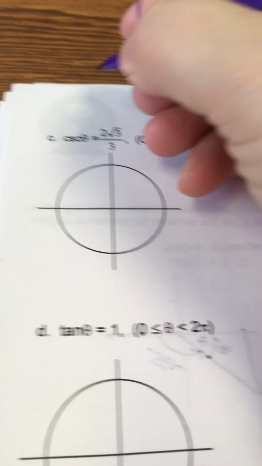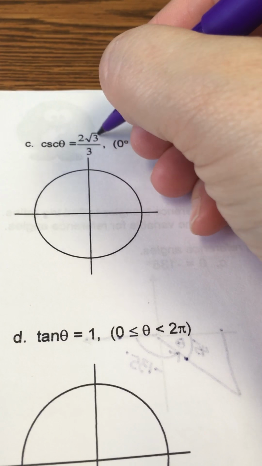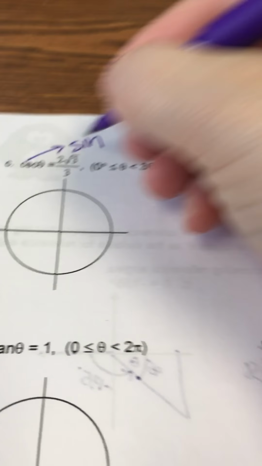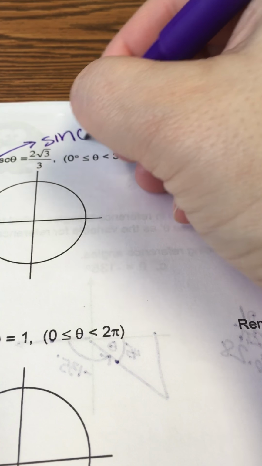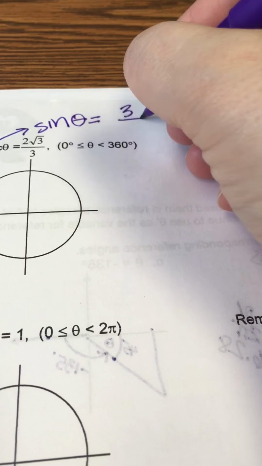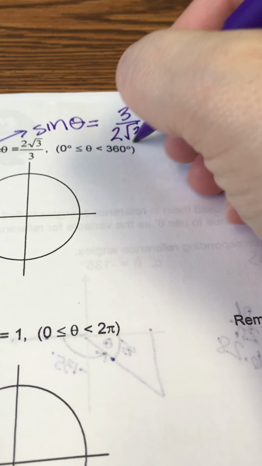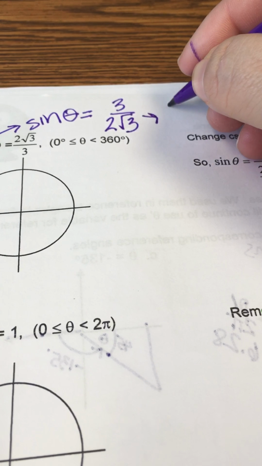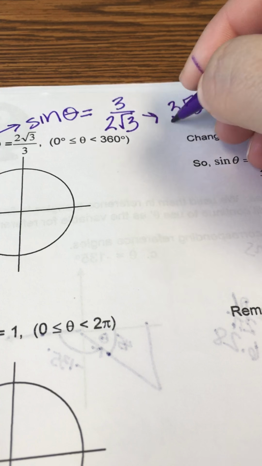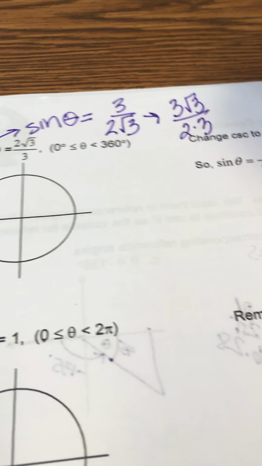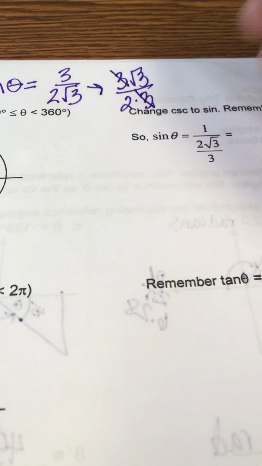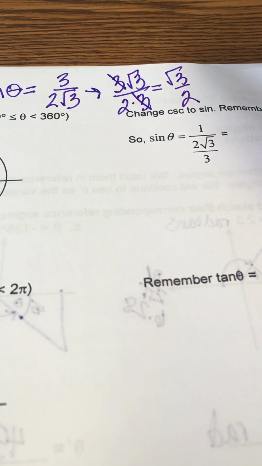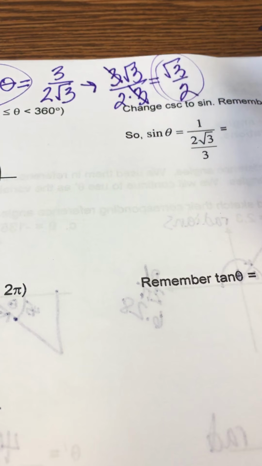Okay, now cosecant is 2 root 3 over 3. So that means I should probably figure out what its partner was at sine. So sine means I'm going to flip it. Alright, so this, if I rationalize, so 2 root 3 over 2 times 3, which would be 6, but I'm leaving it as a 3 because it would just be root 3 over 2. So the sine is root 3 over 2.